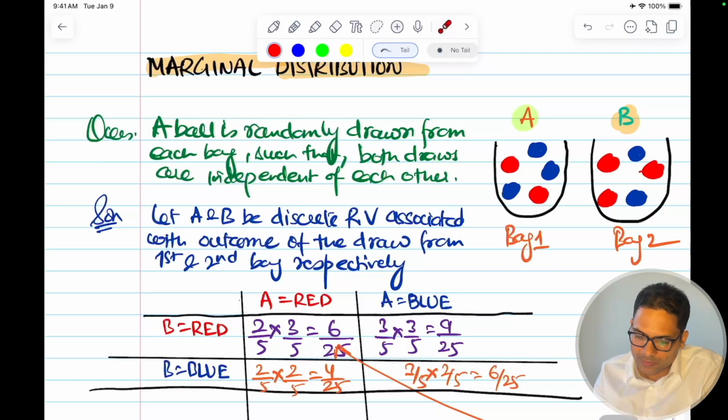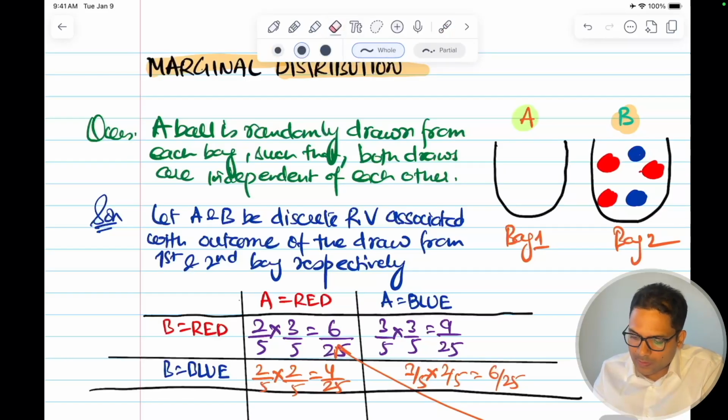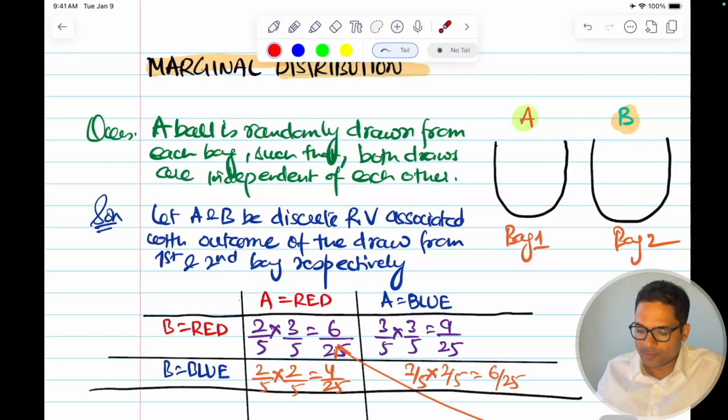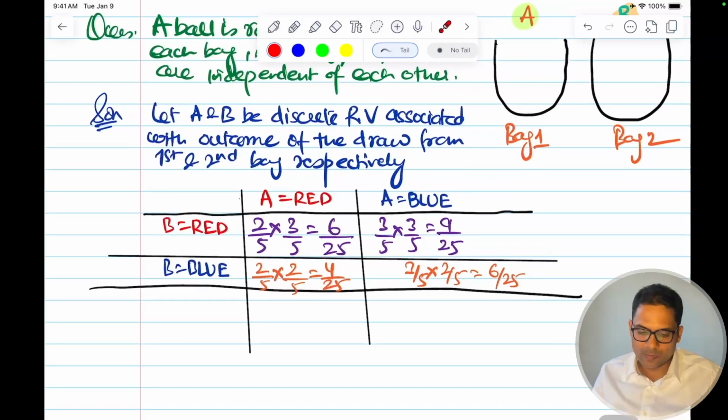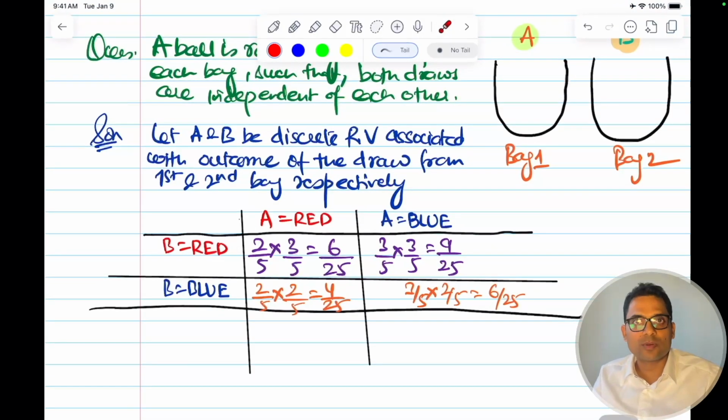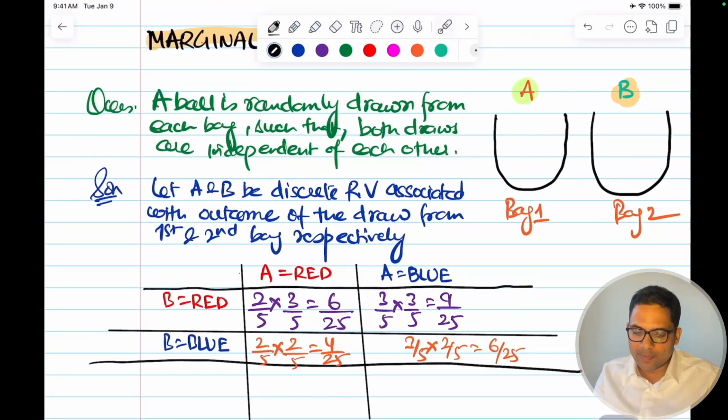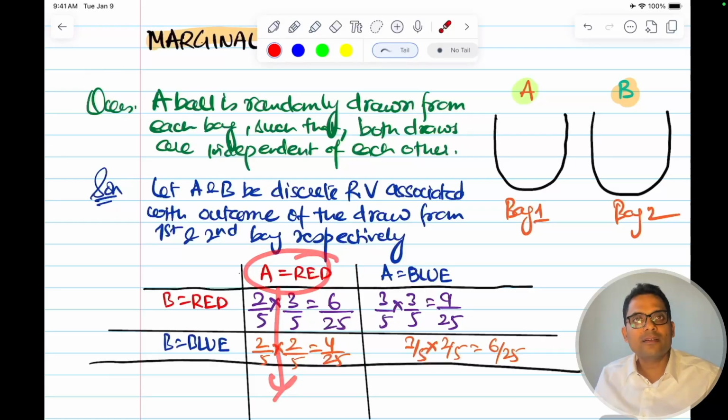For example, I have only these values. Only joint probabilities are given to me, and this information is provided. And if I ask you, how do we calculate the probability of only this, that a red ball is drawn in the first draw? What is the probability that I have drawn a red ball in the first draw?